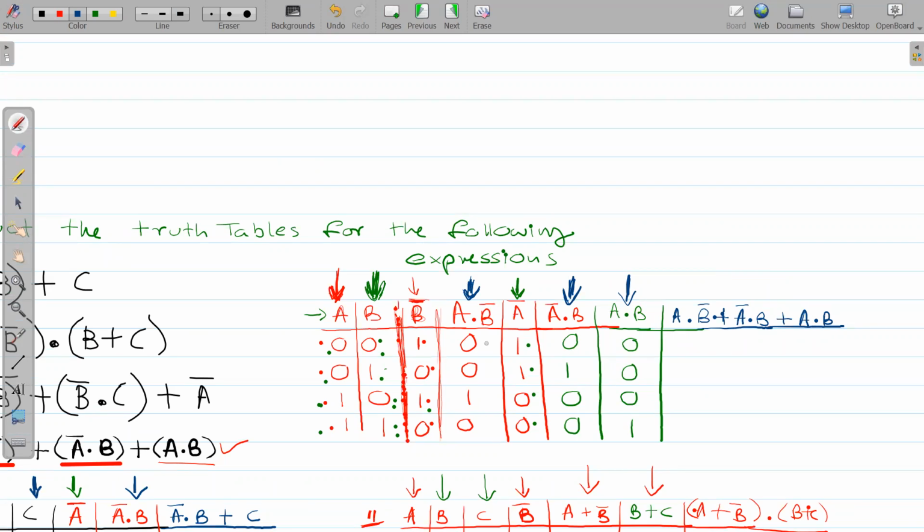Right, so we are going to add up 0 plus 0 plus 0 will give you a 0. 0 plus 1 plus 0 will give you a 1. Because if you find a 1 in between any particular addition, you are going to have a 1. So 1 plus 0 plus 0 is 1 again. 0 plus 0 plus 1 is 1 again. So this is going to be the answer for the fourth.